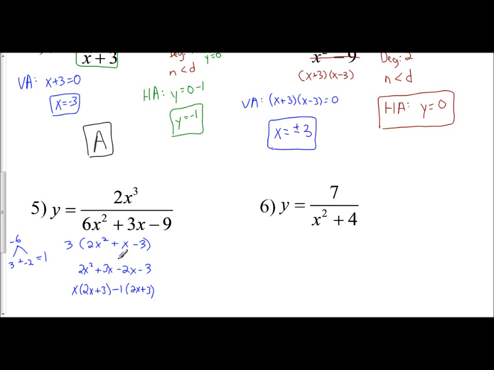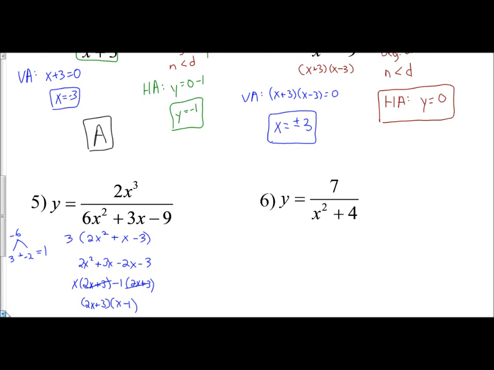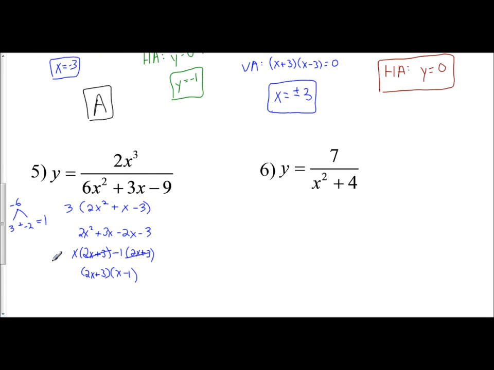So the factored form of 2x squared plus x minus 3 is my 2x plus 3. They have that in common, and I'm left with x minus 1. And so if I'm going to identify my vertical and horizontal asymptotes, I set each one of these equal to 0. So vertical asymptote for 2x plus 3, I would subtract 3 and divide by 2. So that would give me -3 halves. And x minus 1 equals 0, I would add 1 and get x equals 1.